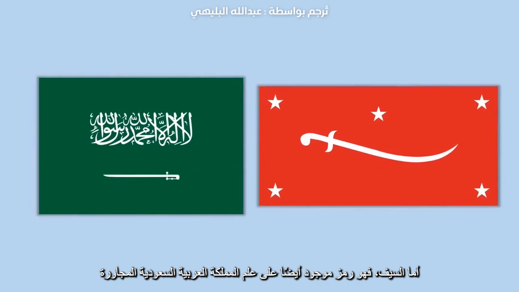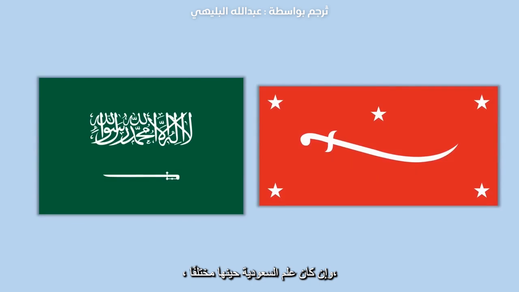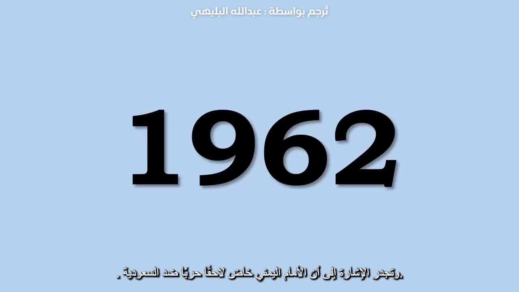Now, the sabre we can also see is found on the neighbouring flag of Saudi Arabia, although it's worth noting that at this time the Saudi flag was different, and so it hasn't been taken as inspiration. And indeed, the Imamate of Yemen would fight a war against Saudi Arabia later on.